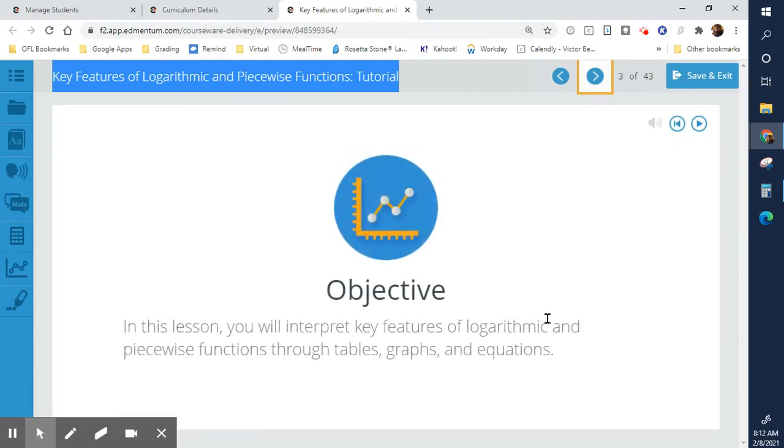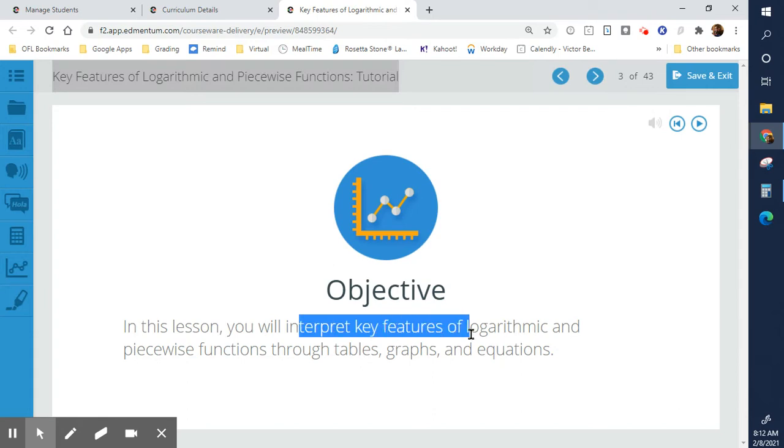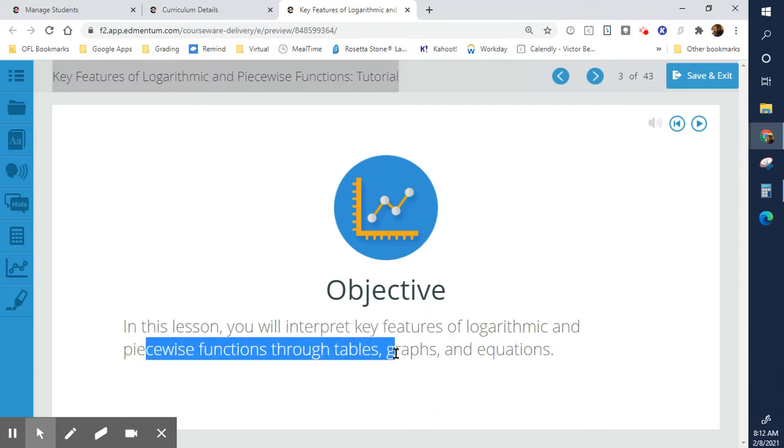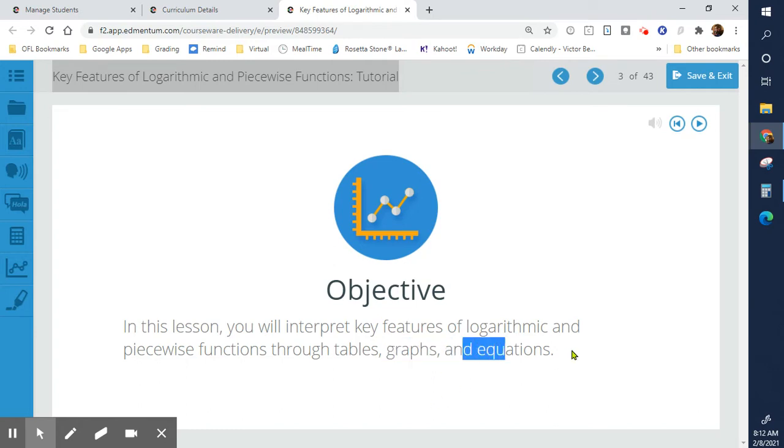In the objective for this lesson, we're going to interpret features of logarithmic functions and piecewise functions. And we're going to do it with tables, graphs, and equations. The tough part here is usually the tables. A lot of students have trouble understanding the table. I'll do my best to explain it. Graphs, we just look at it and grab the numbers from it.